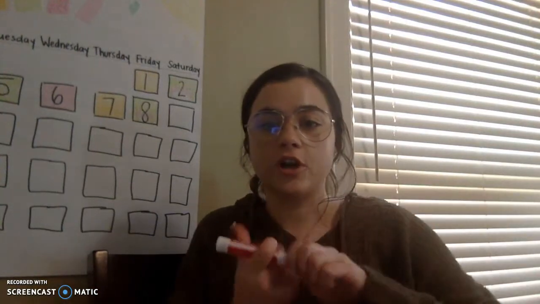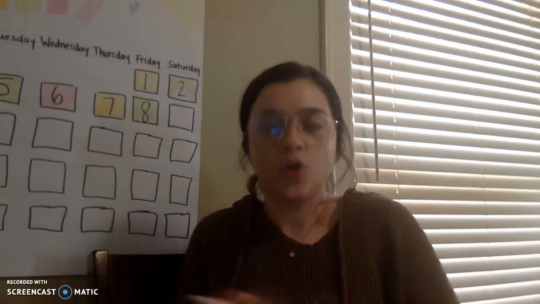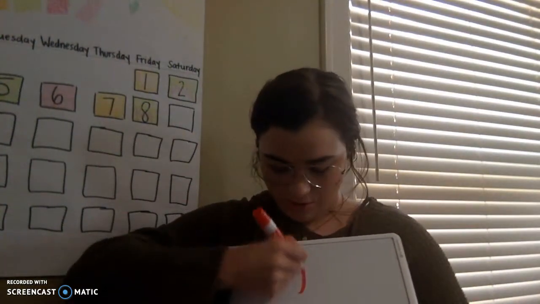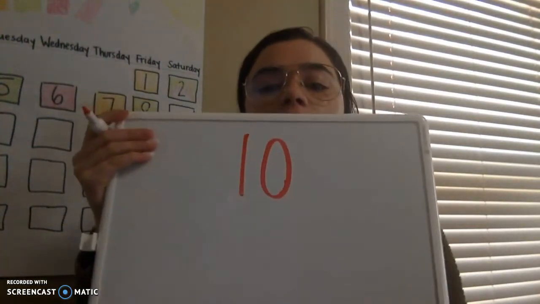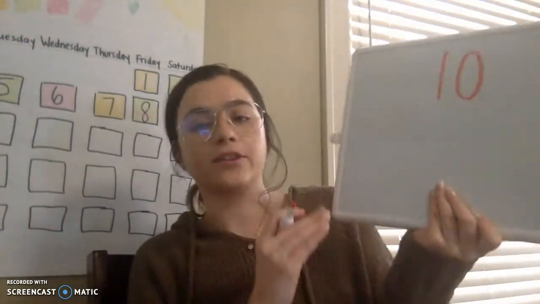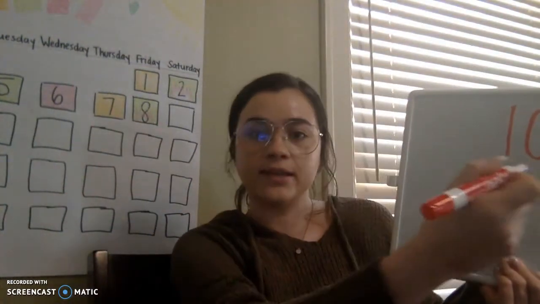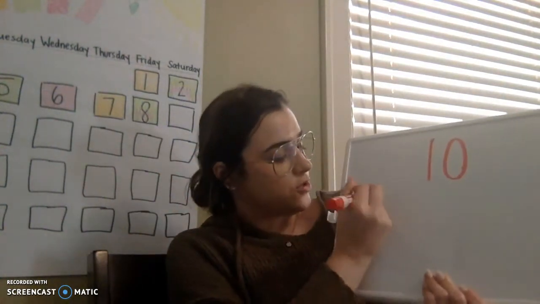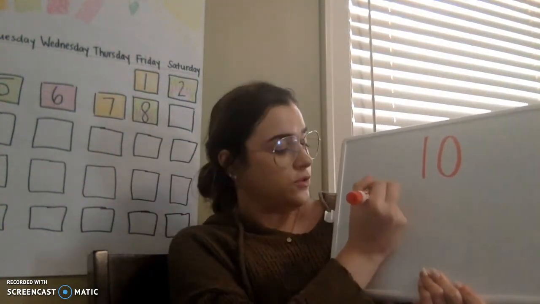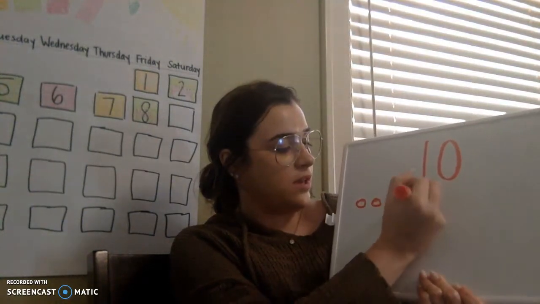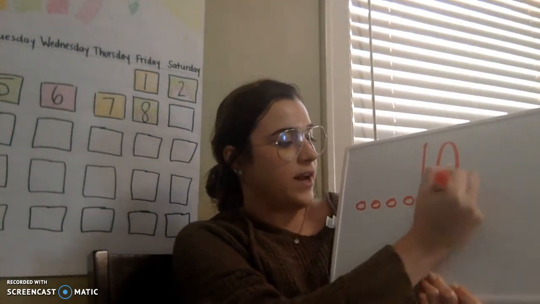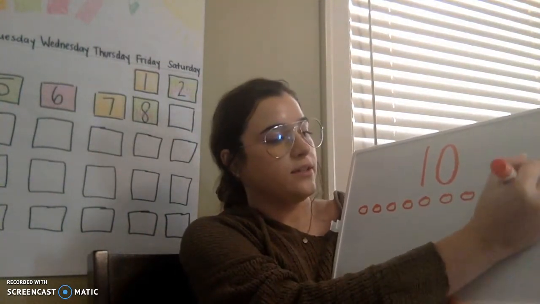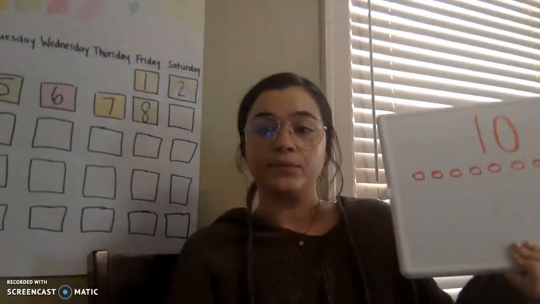So I'm going to start off with the number 10. So I wrote the number 10 on the board so the students could see. And together we counted out 10 so that we could use number names per object. So 1, 2, 3, 4, 5, 6, 7, 8, 9, 10.